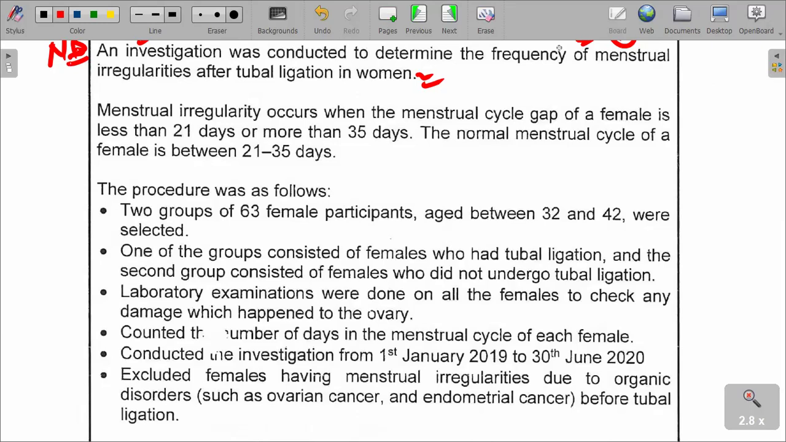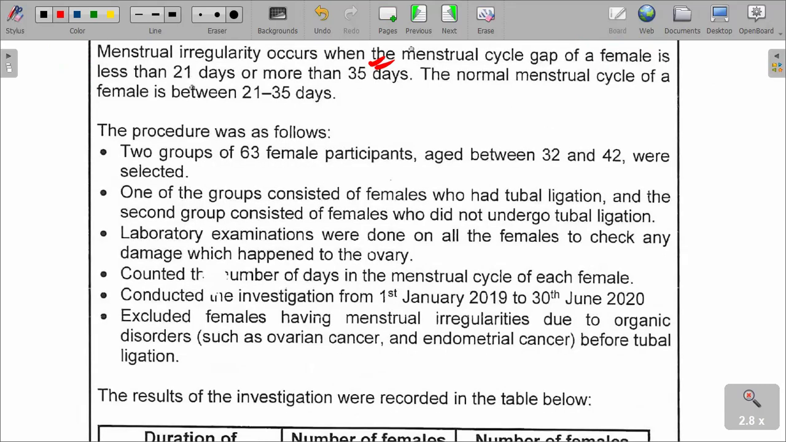Menstrual irregularity occurs when the menstrual cycle gap of a female is less than 21 days or more than 35 days. The normal menstrual cycle of a female is between 21 to 35 days. The procedure was as follows: two groups of 63 participants aged 32 to 42 were selected. One of the groups consisted of females who had tubal ligation, and the second group consisted of females who did not undergo tubal ligation.